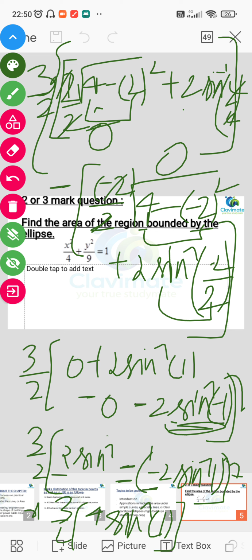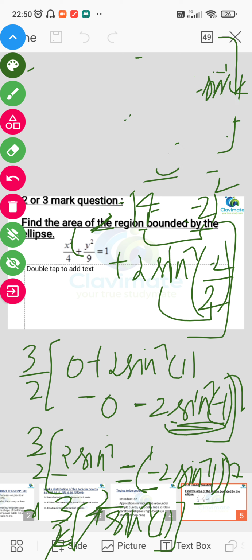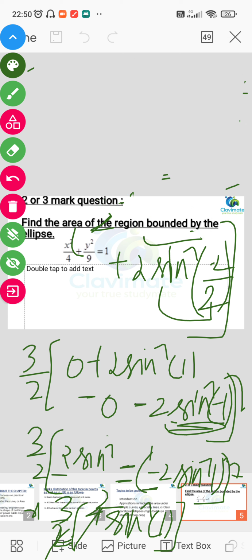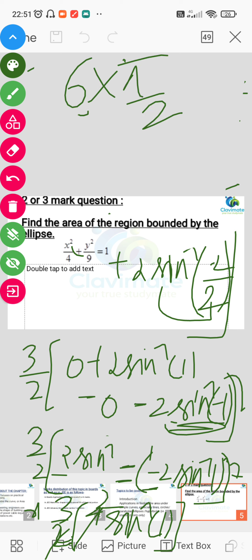And what is the value of sine inverse 1? It is pi by 2. So I get 6 into pi by 2, which is 3 pi. Okay, it is 3 pi.